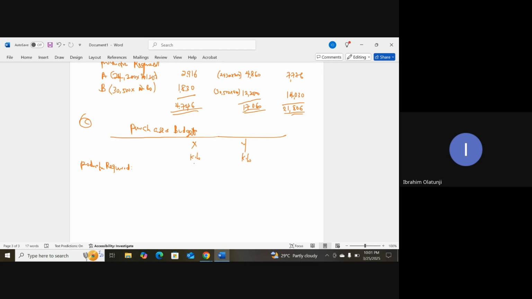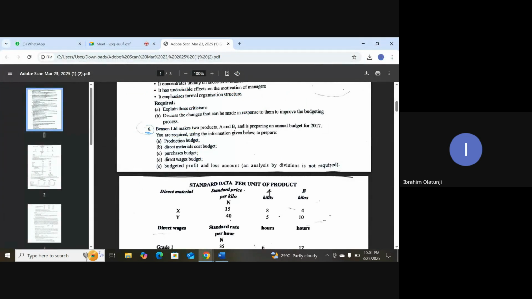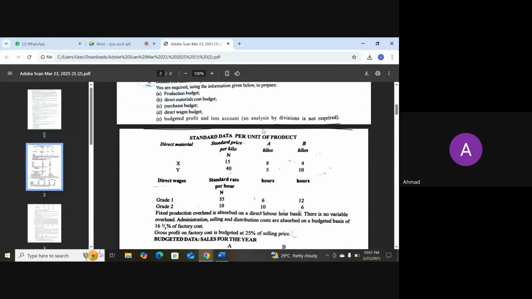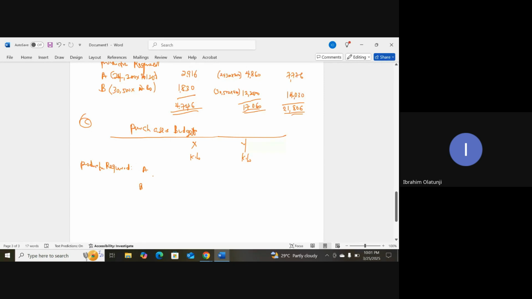How many kilo do products A and B use? Let's say A, B. So how many kilo from the question? 8 kilo and 4 kilo of material S, okay? Under Y, 5 kilo and 10 kilo. Then if this one is 8 kilo, do you get my point now?